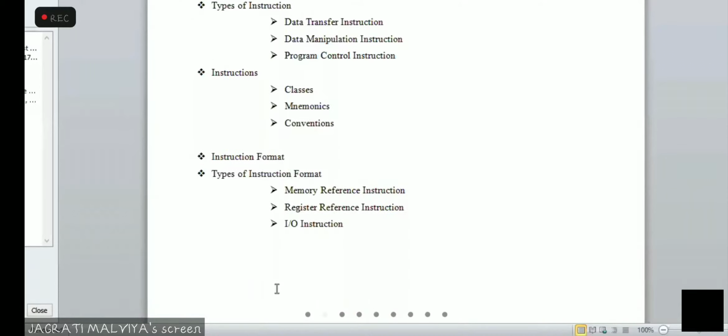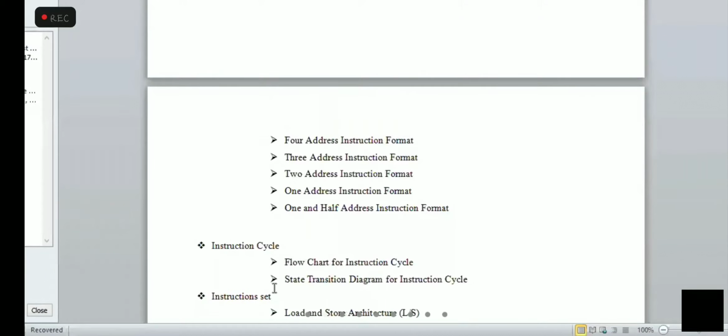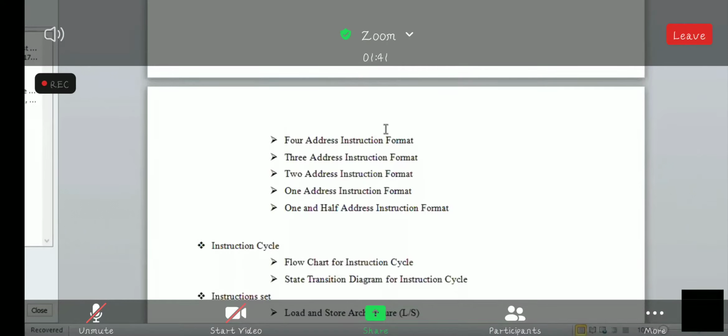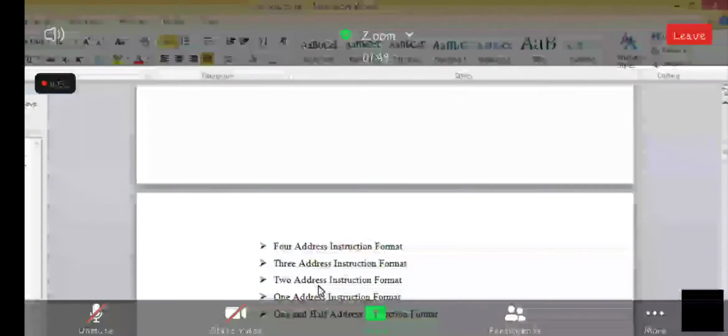The next topic is instruction format and types of instruction format. Basically, instruction format we can divide in two categories. In the first category we will cover memory reference instruction, register reference instruction, and input output instruction. And the second category we will further divide in five subcategories: four address instruction format, three address instruction format, two address instruction format, one address instruction format, and 1.5 address instruction format.